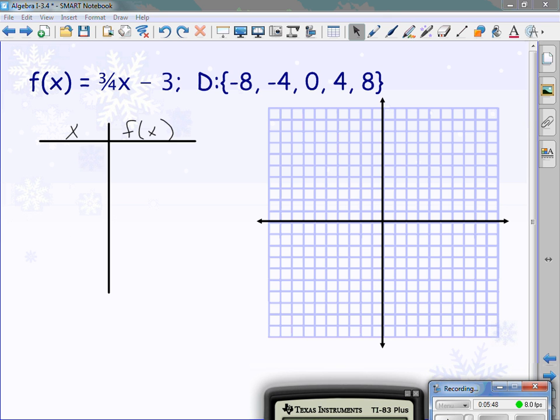For this one, I have f of x equals 3/4 x minus 3. I have the domain of negative 8, negative 4, 0, 4, and 8. First thing I did was I set up the t-chart. X on the one side, f of x on the other side. What do I put down here? Negative 8, negative 4, 0, 4, and 8. I put the numbers that I'm given. How do I find these numbers?